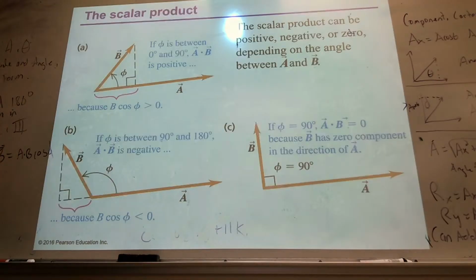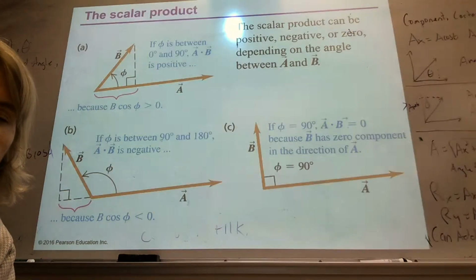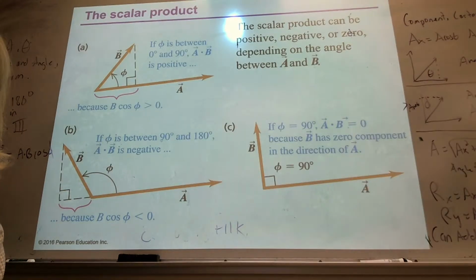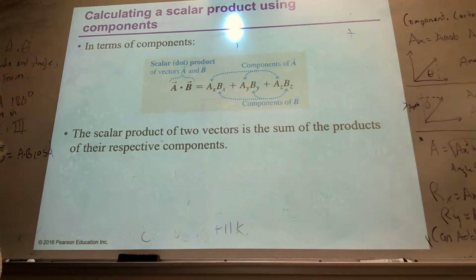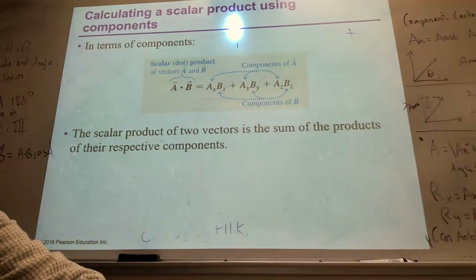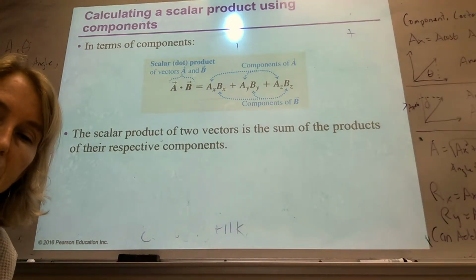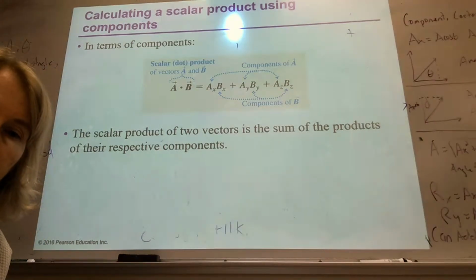Now, this is the equation we use when you have it in magnitude form, A dot B times the cosine of phi. What if they give it to you in component form? Then what do we do? Okay, so then we have a different equation. The two are equal. If you're given it in magnitude form, you would use the magnitude equation, and if you're given it in component form, you use the component equation. This is the component equation: AX BX plus AY BY plus AZ BZ. The scalar product of two vectors is the sum of the products of their respective components.